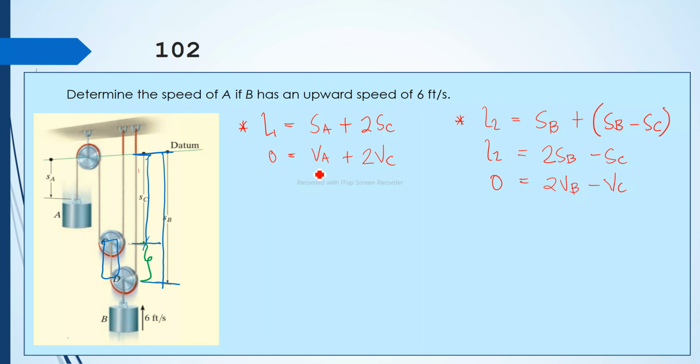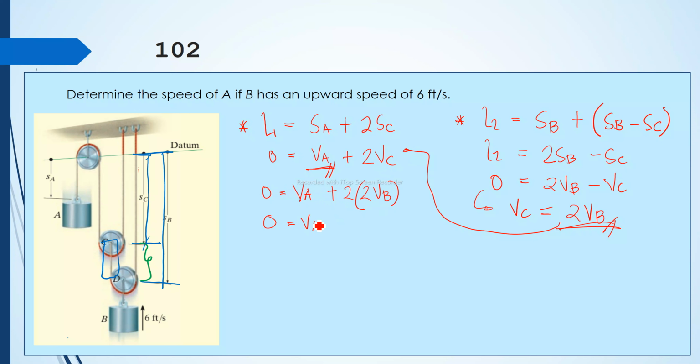Now, we were asked to find the velocity of A. So, we can solve this now. We just equate it with our velocity of C. Velocity C is equal to twice the velocity of B. We just substitute this one here. Then we will have 0 is equal to the velocity of A plus 2 times 2 times velocity of B, or 0 is equal to velocity of A plus 4 times velocity of B. Then, transposing, we'll get the velocity of A is equal to negative 4 times velocity of B. And then we just solve that one.